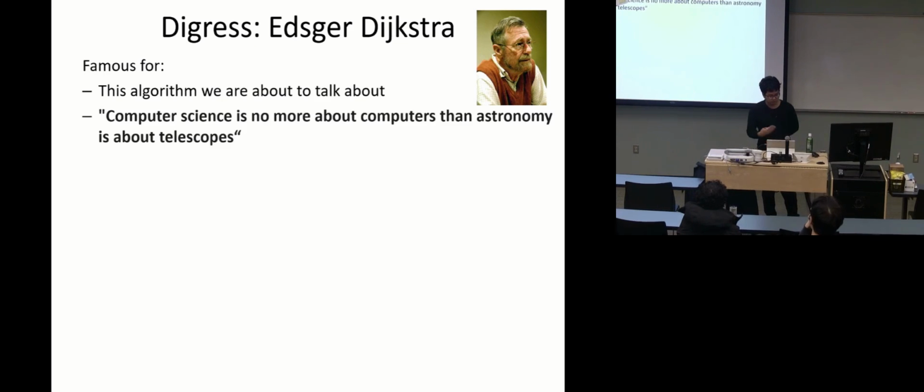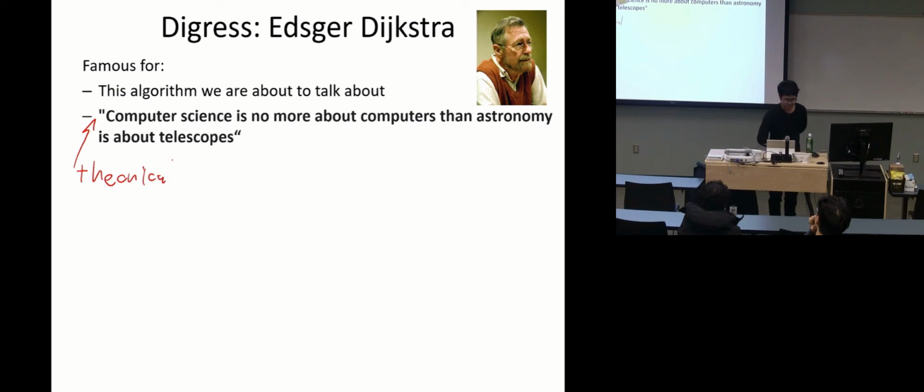Before I end, let me digress again. This guy Dijkstra, this algorithm is what he's famous for, right? But there is another reason he is famous, because of this quote too. He said that computer science is no more about computers than astronomy is about telescopes. And that actually makes a lot of sense to me, especially if we add that this is theoretical computer science.